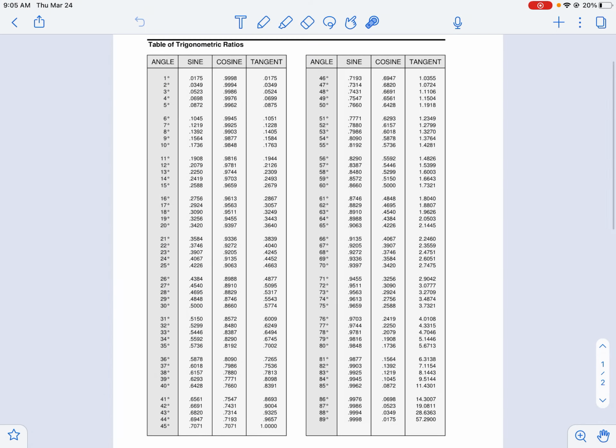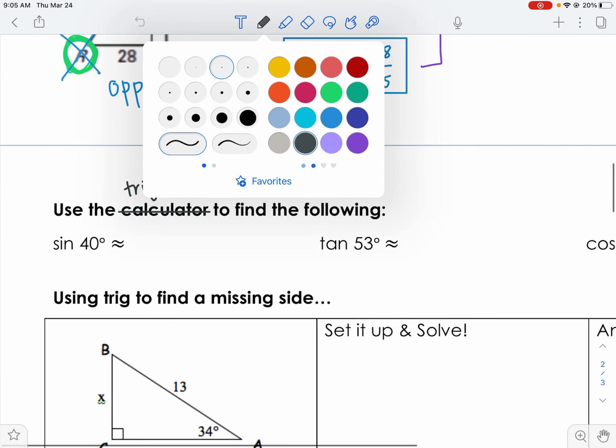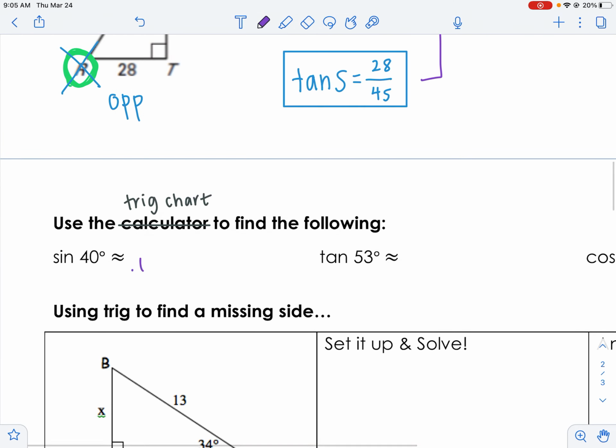So the easiest way to find sine of 40 is I'm not going to use the calculator. I'm going to go to the trig chart, and I'm going to look for sine, and my angle was 40 degrees. So my trig chart tells me that sine of 40 degrees is 0.6428. So what's sine of 40 degrees? Well, the trig chart told me that it was 0.6428. And that's how our trig chart works: instead of having to go to the calculator and type it in, I can just use my trig chart.